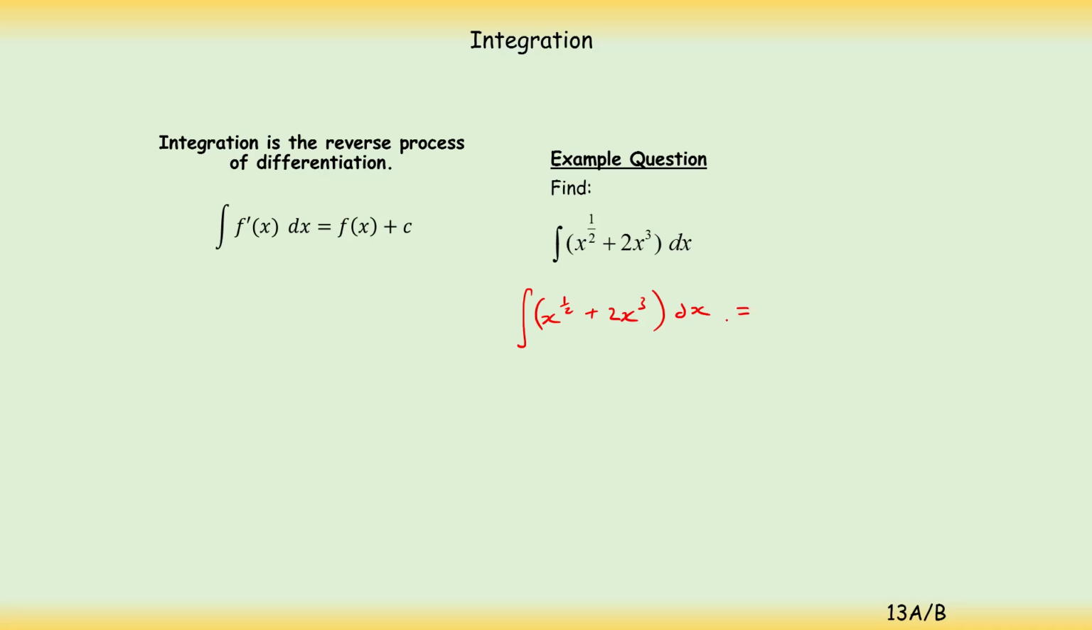Well, we go term by term. So we add 1 to the power, takes us to 3 over 2, so it'll be x to the power of 3 over 2 and divide by 3 over 2. Plus, increase the power by 1, 4, so it'll be 2x to the power of 4 divided by 4 plus c. So we invert the divisor. The reciprocal of 3 over 2 is 2 over 3. x to the power of 3 over 2 plus x to the power of 4 over 2, or a half, x to the power of 4 plus c.